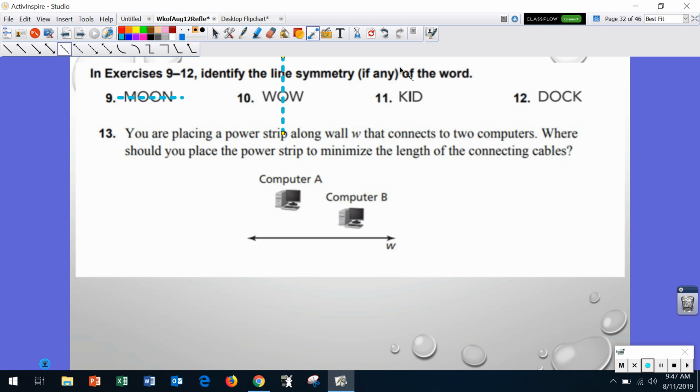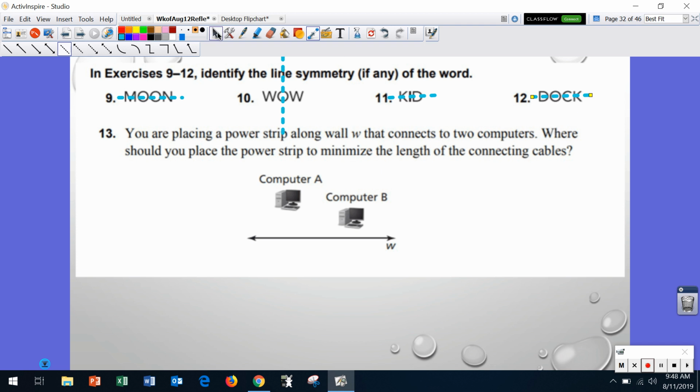Alright, the word kid, if I go straight down the middle, it doesn't work. If I go diagonal, it doesn't work. But if I go across, and I'm going to slide this down. There we go. And then for the word dock, if I go down the middle, I don't have one. But if I go this way, if I go across there, I have my line of symmetry. And we good. And of course, you can make your line straight so that it fits. And we're done with that.